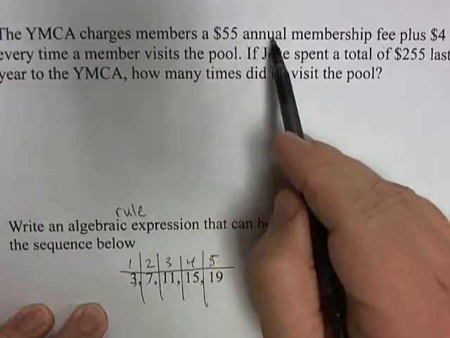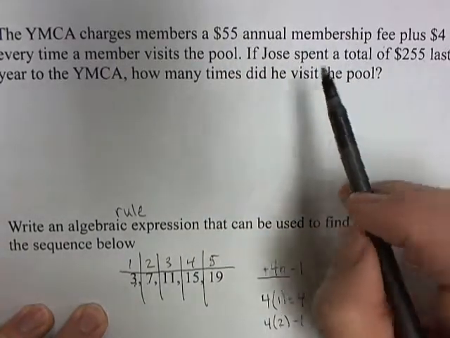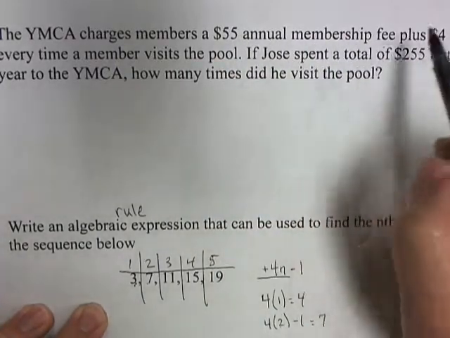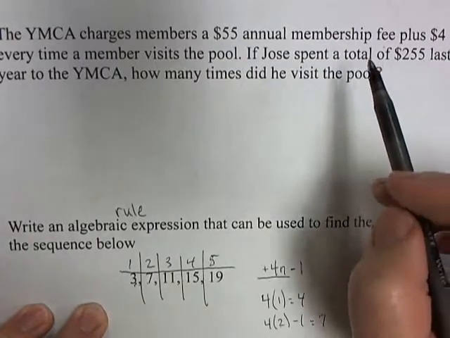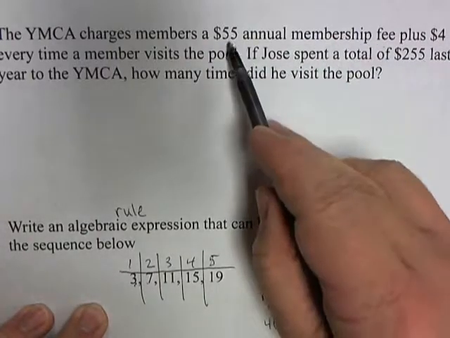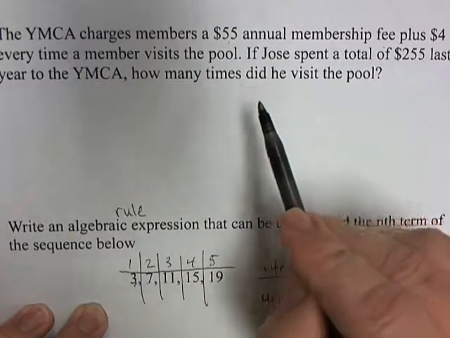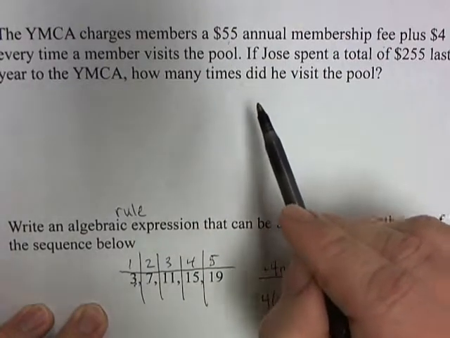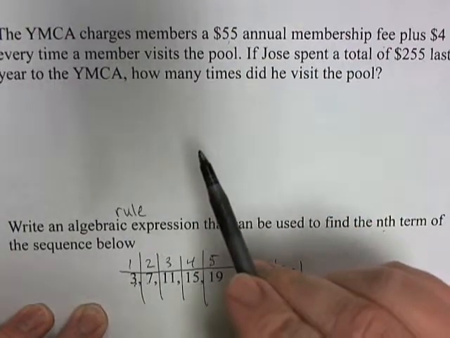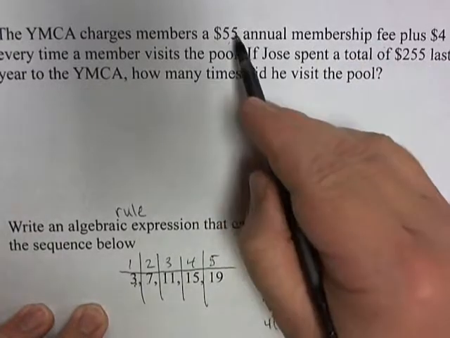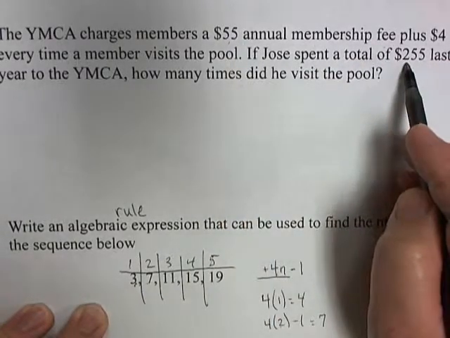Well, notice that the membership fee has no effect on the number of times you visit the pool. You can visit the pool one time and you're still paying a $55 annual membership fee. You can visit the pool 100 times and you're still paying that $55 annual membership fee. So let's subtract the membership fee from the total that Jose paid.